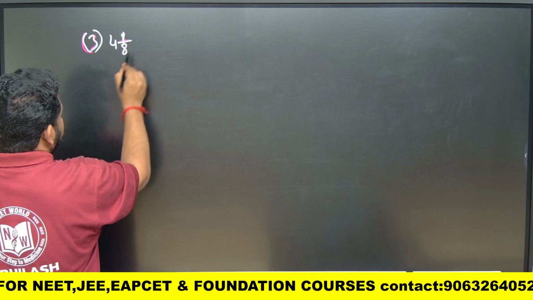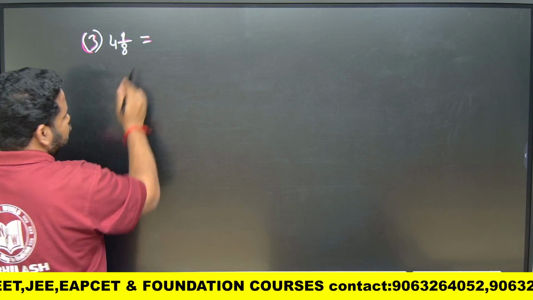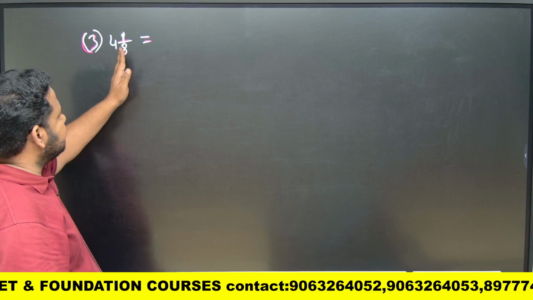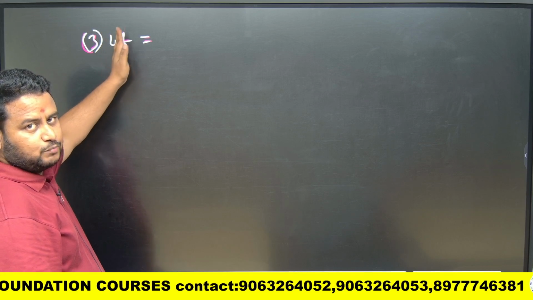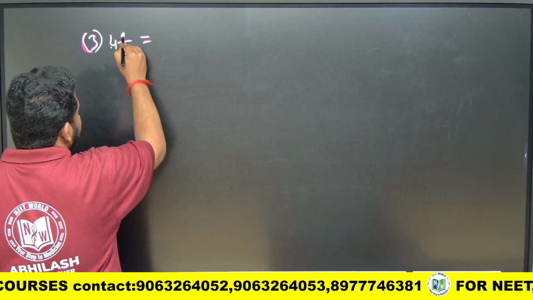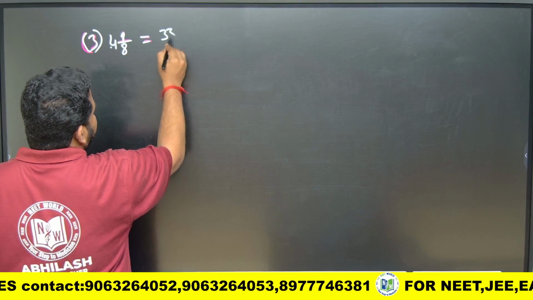4 times 1 by 8. So this can be written as what? First you should know how to convert a mixed fraction into a normal fraction. 8 4s are 32, 32 plus 1 is 33 by 8.